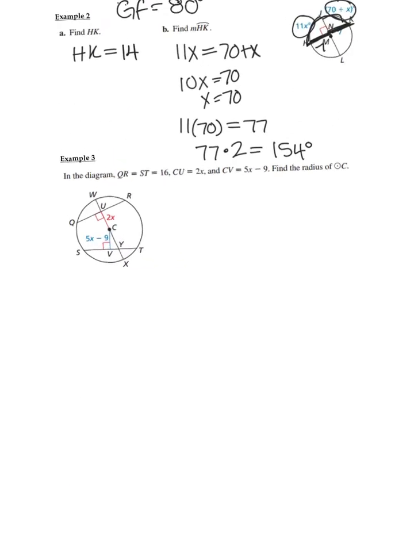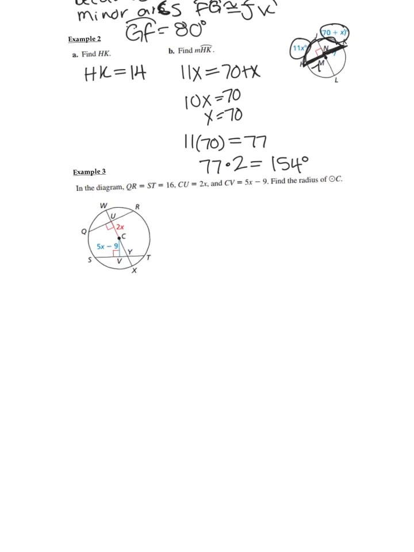Okay, looking at the next example, it says in the diagram, QR equals ST, which equals 16. SU equals 2x, and CV equals 5x minus 9. We're asked to find the radius of circle C. All right, so just looking at this diagram, we can see that the diameter here is WX, right? So now if the diameter is WX, you can see here that it forms a perpendicular line with chord QR.